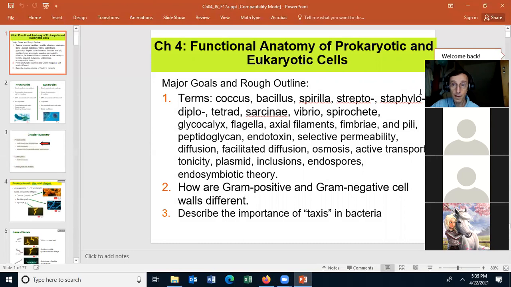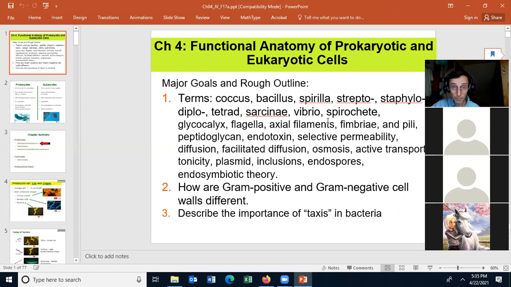All right, chapter 4. As is the case with me, I try to give you a first slide telling you the name of the chapter, chapter 4, the functional anatomy of prokaryotic and eukaryotic cells, giving you the major goals of this chapter and a rough outline. Of course, you need to know the terms. What's a coccus? What's a bacillus? What's a spirilla? What's a strepto, like streptococci? What's a staphylo, like staphylococci? What's a diplo, like diplococci? What's a tetrad, like a tetrad of cocci? What's sarcina? What's a vibrio?